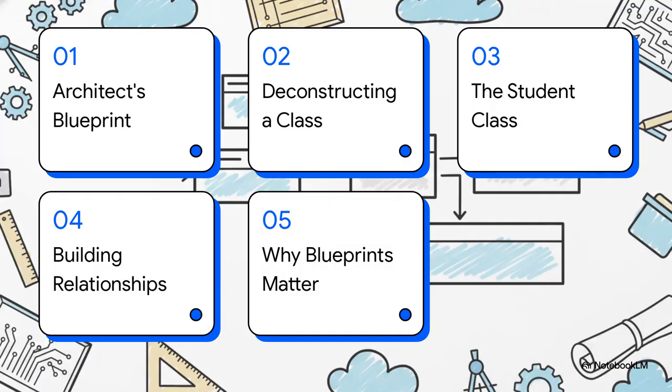Okay, so here's the game plan. First, we're going to look at the big picture, what I'm calling the architect's blueprint. Then, we'll zoom way in and break down the most important piece of the puzzle. After that, we'll use a simple example, a student class, to make it all click. Then we'll look at how all these pieces talk to each other, and finally, we'll tie it all together and see why this stuff really matters.